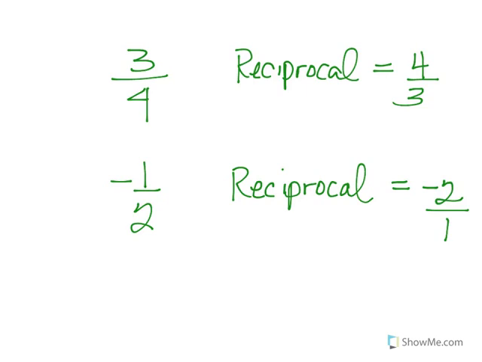So I want you to notice something very, very important. Of course, reciprocals are different values. Of course, 3/4 is different from the value of 4/3. -1/2 is different from the value of -2. But what I want you to realize is that the sign does remain the same. So although the value overall is different, because of course we're flipping the numerator and denominator, we do not change the sign.